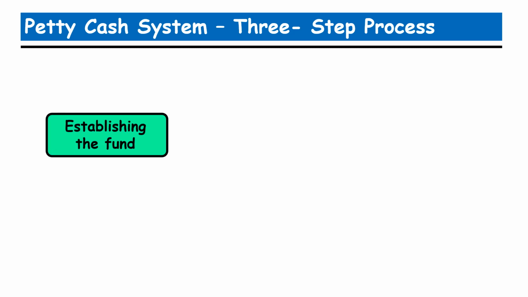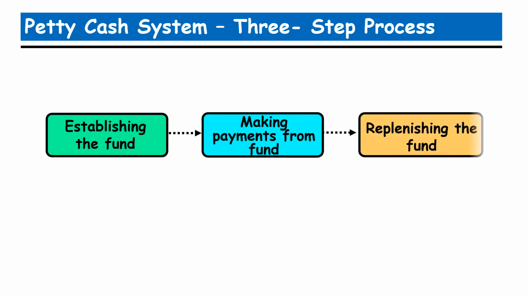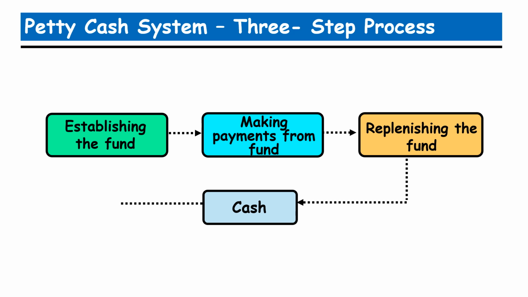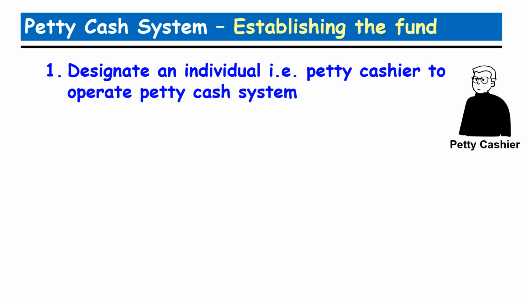The petty cash system involves three steps. One is establishing the fund, making payments from the fund, and finally replenishing the fund back to the original amount. So in this video, we will talk about all these three steps. Let's start with establishing the fund.